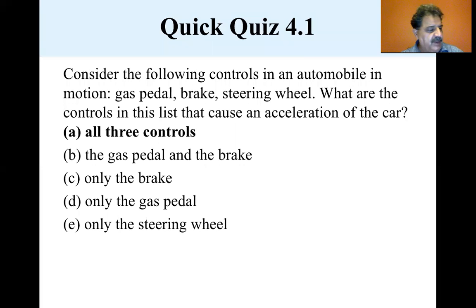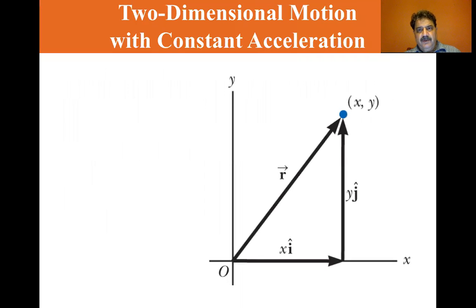Okay, we're going to continue with the next section, section 4.2, two-dimensional motion with constant acceleration. And I realized now that I never even went to the last slide that showed the answer from the previous lecture. When you consider the following controls, the gas pedal, the brake, and the steering wheel, all three controls cause an acceleration of the car. Okay, now let's go on with two-dimensional motion with constant acceleration.